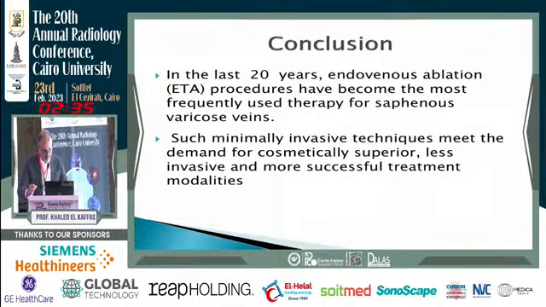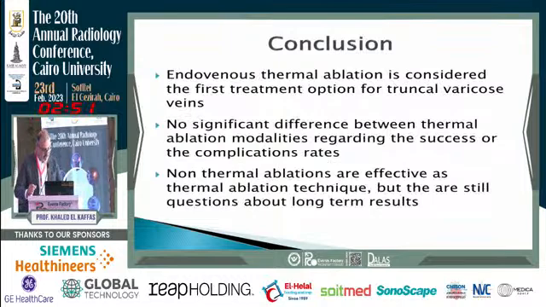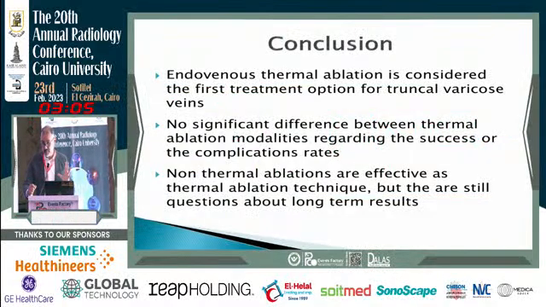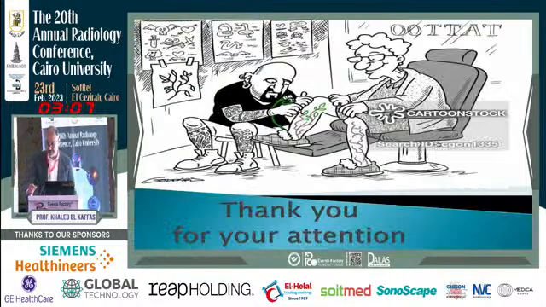So we conclude that in the last 20 years, endovenous ablation procedures have become the most frequently used therapy for treatment of saphenous vein incompetence. Such minimally invasive techniques meet the demands of cosmetically superior, less invasive, and more successful treatment modalities. Endovenous thermal ablation is considered the first treatment option for truncal varicose veins. There is no significant difference between thermal ablation procedures. While non-thermal ablations are effective, like thermal ablation, they are still questionable regarding long-term results. Thank you for your attention.